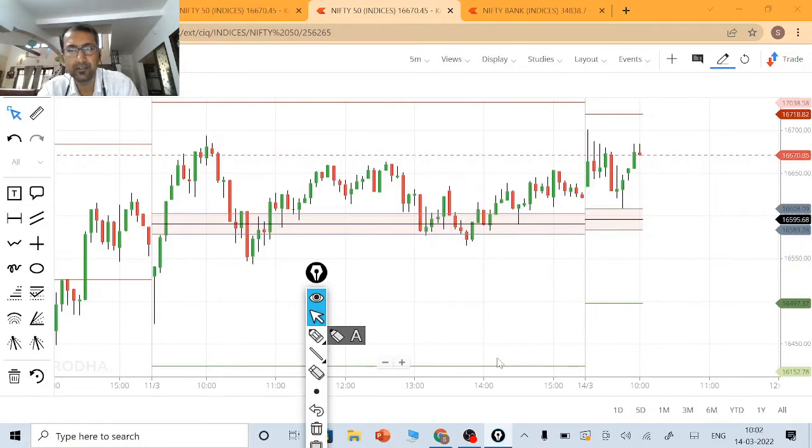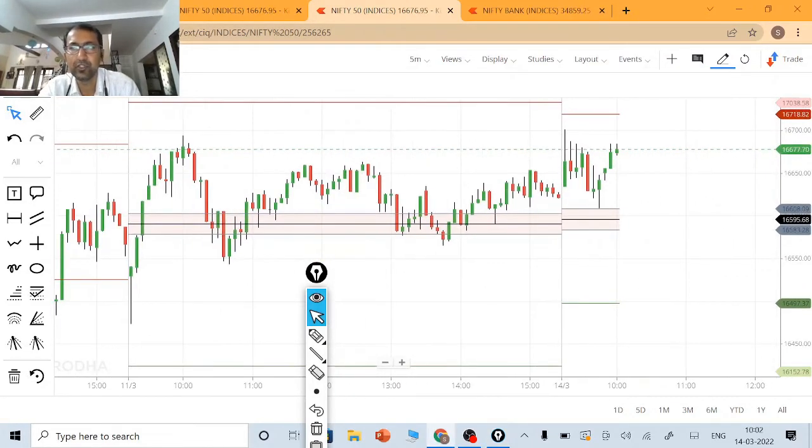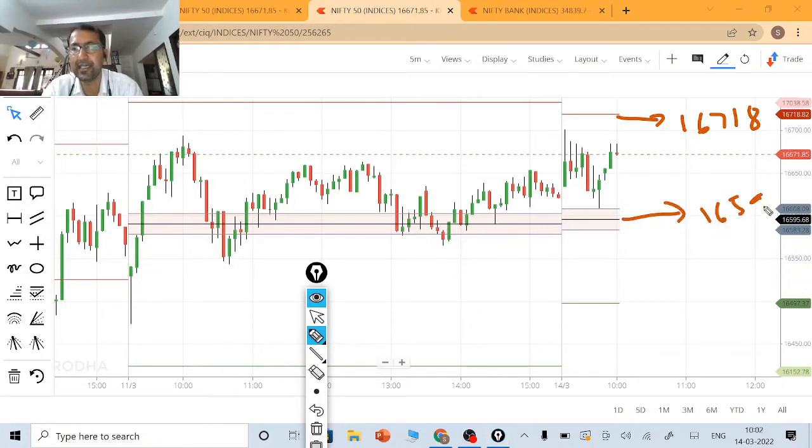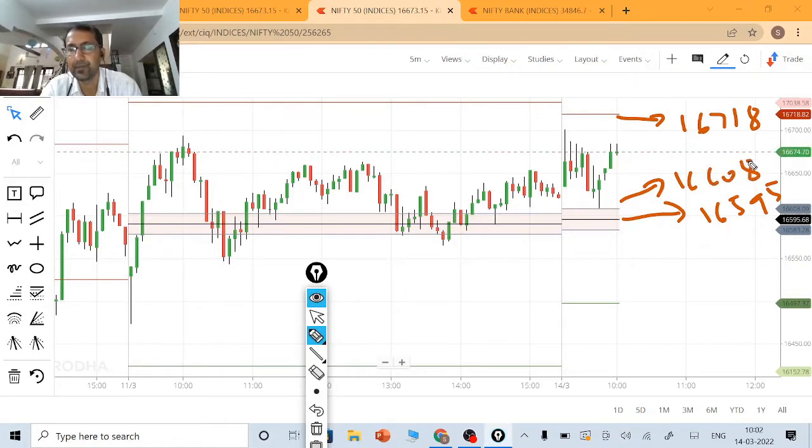Now the next resistance based on the pivots, next resistance is here, 16,718, and the pivot is 16,595. Upper range of the pivot is 16,608. And the lower range is 16,583. So now it is trading between 16,608 to 16,718.